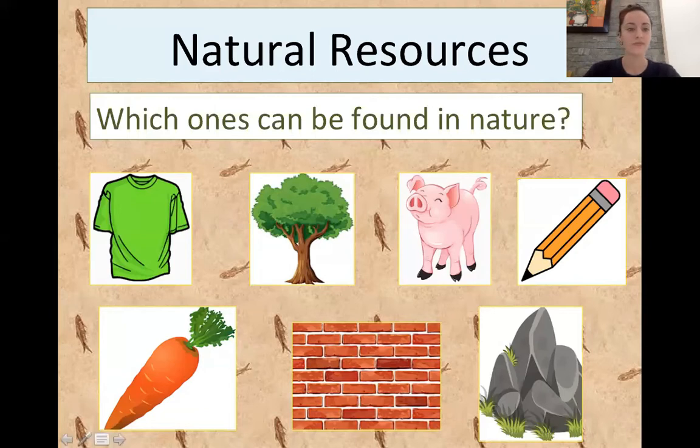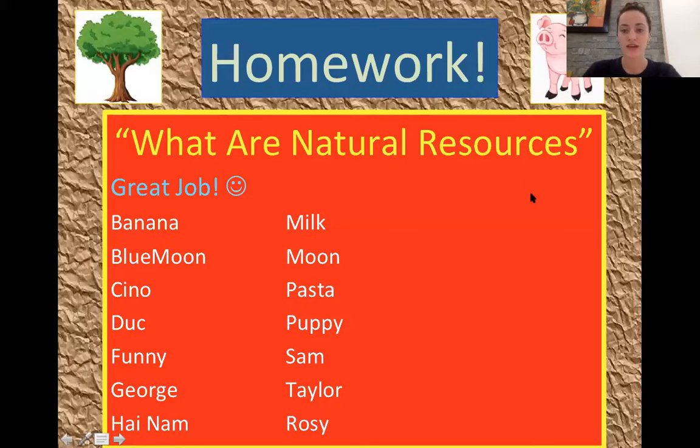Okay. Now that we've reviewed natural resources, let's go over our homework. Great job to everyone here who did their homework. We have Banana, Blue Moon, Sino, Zook, Funny, George, Hainam, Milk, Moon, Pasta, Puppy, Sam, Taylor, and Rosie. Great work. I took a look at all of your homeworks. Pasta, you wrote down a lot of really good ideas, which was nice. Instead of just a couple, you wrote down extra. All right, that was very good.